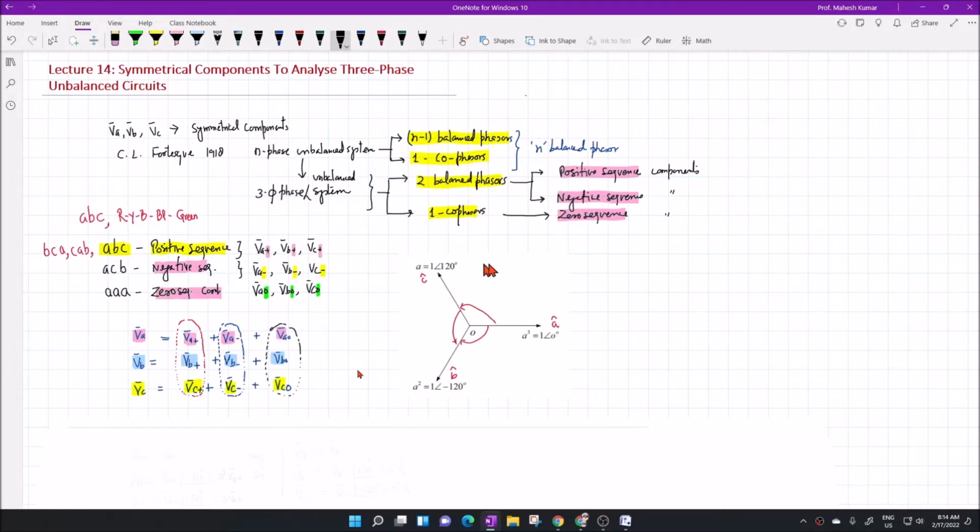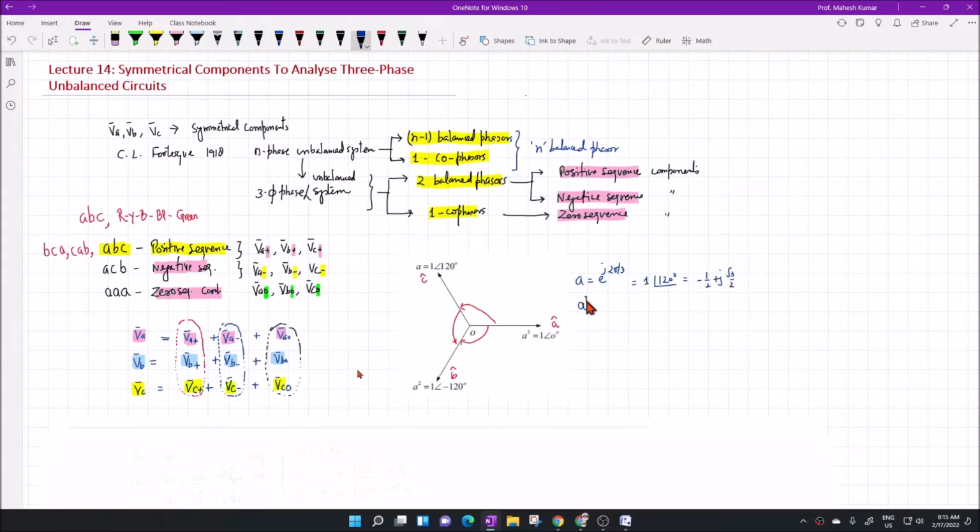Now I have shown here the a-operator notation. This is the normal notation for axes A, B, C in three-phase circuits. a is a complex operator, which is also written as e to the power j 2 pi by 3. What is this? One angle of 120 degrees. And that is nothing but minus half plus j root 3 by 2.